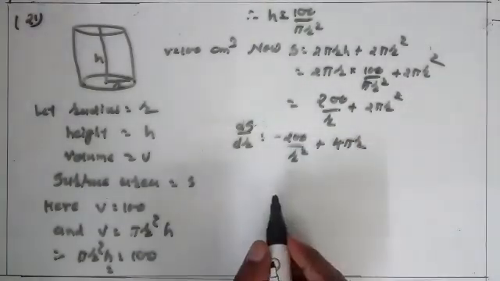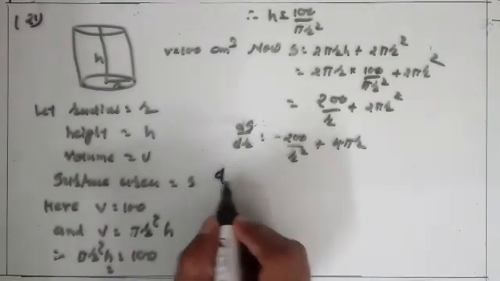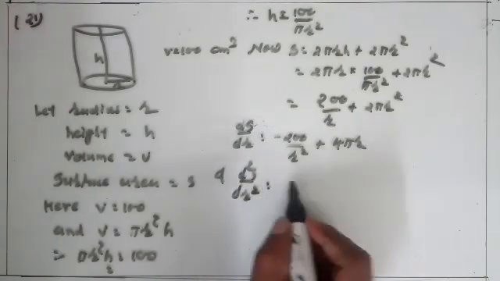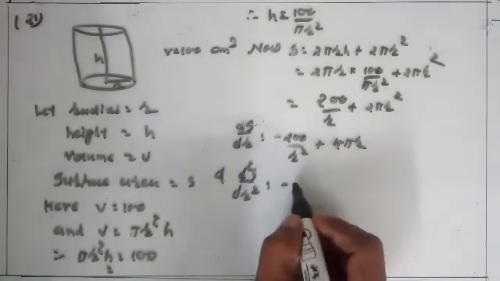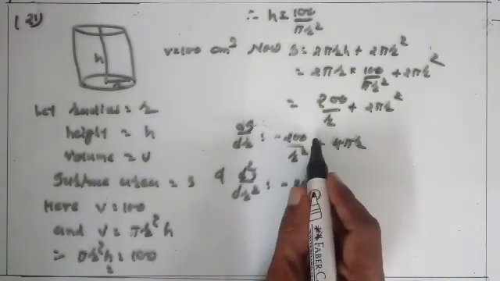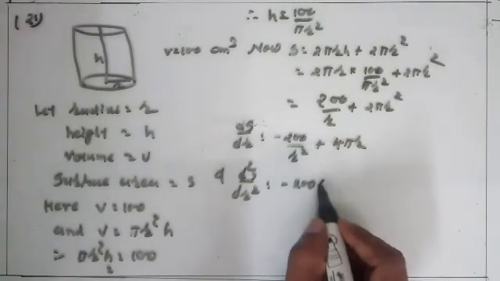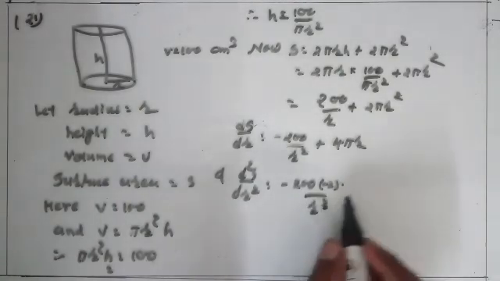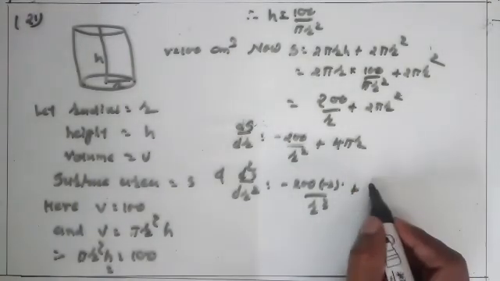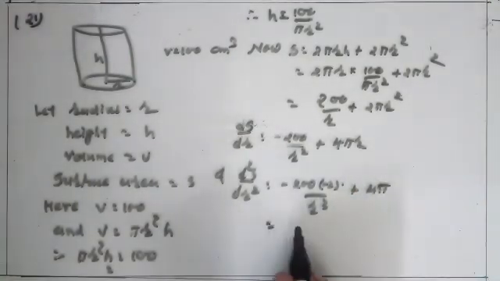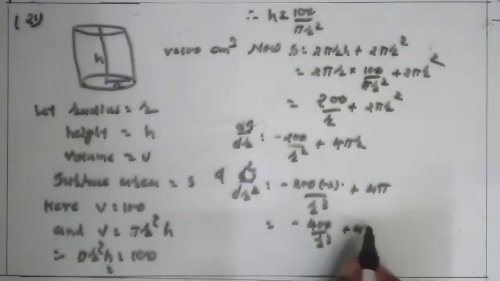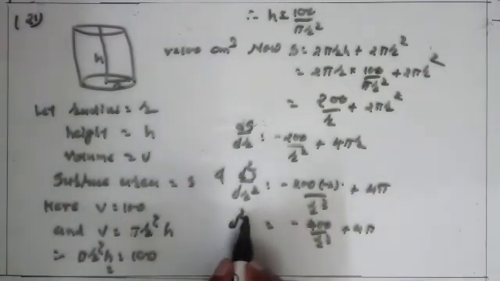We know that. Clear? Similarly, get the second derivative. d square S by dr square is equal to minus 200 into derivative of r raised to minus 2, is equal to minus 2 into r raised to minus 3, becomes 1 upon r cube, plus derivative of these terms is equal to 4 pi. That is plus 400 upon r cube plus 4 pi. This is the second derivative. Clear?